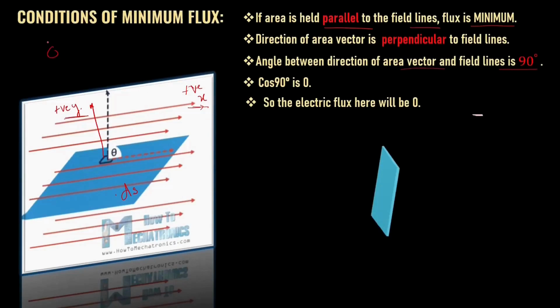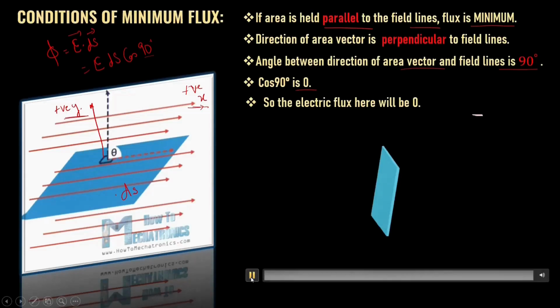So again in the formula, that is phi is equal to E dot ds, on expanding this formula, we have to keep E ds cos 90 degree. Why? Because area vector is along the y-axis and field lines are along the x-axis. So in that situation, angle becomes 90 degree and cos 90 degree is 0. So no electric flux will be there, as no field lines will be crossing this. They will pass over the surface, but they will not cross the surface in a perpendicular direction.